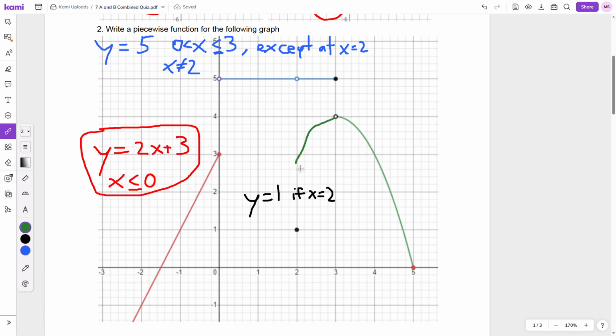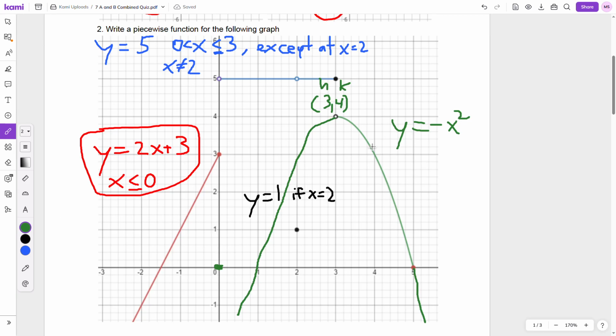Now, normally, a parabola would look like this. Again, sorry for my flawed curve. But this is an upside-down parabola. So this would be like y equals negative x squared. But not only that, it's shifted. Normally, parabolas have their vertex at the origin. But this vertex here is 3, 4.